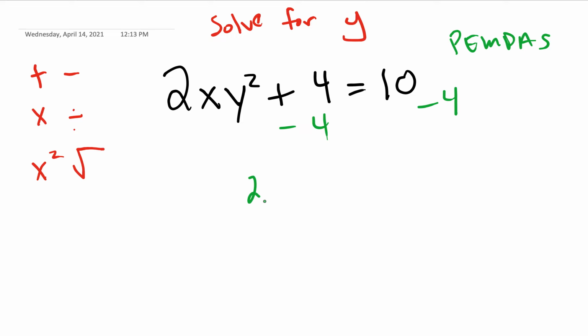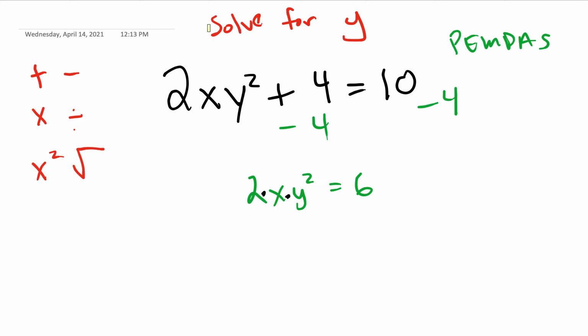And I like to rewrite everything, really you should, to stay organized. So 10 minus 4 is 6, because they're both numbers, we can combine them. So now, do we have any multiplication or division? We do. 2 times x times y squared.